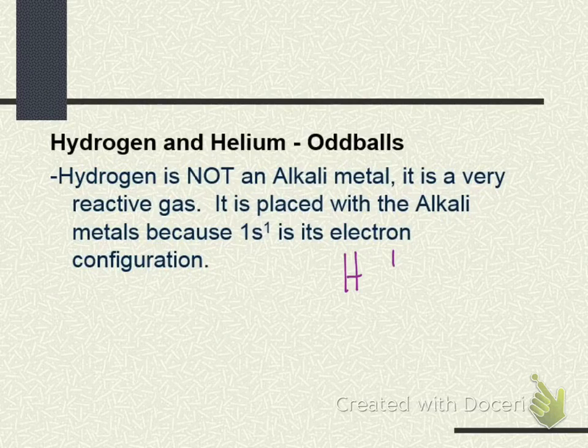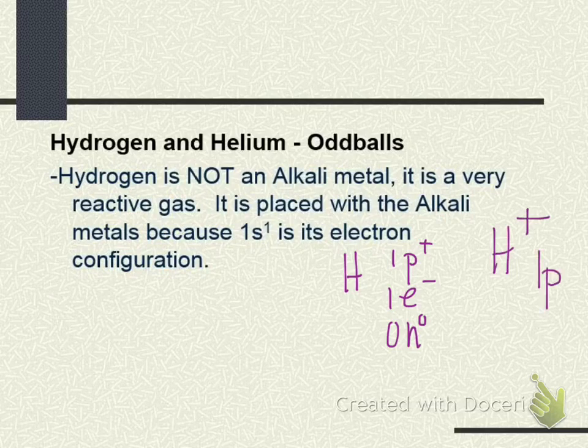Hydrogen normally has 1 proton, 1 electron, and 0 neutrons. And so when it gives away its electron, it becomes H+, so basically it only has 1 proton. And so a lot of times if we refer to a proton, we'll call it a hydrogen ion as well, because it's kind of the same thing, because that's the only thing that's left in it.